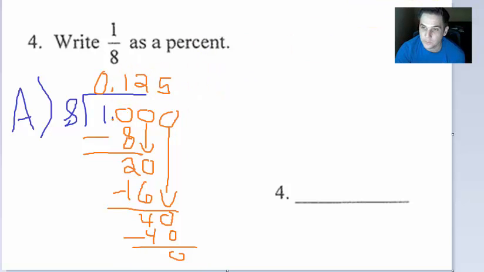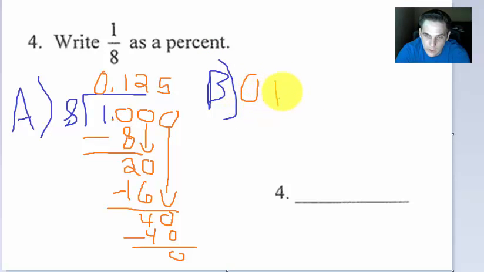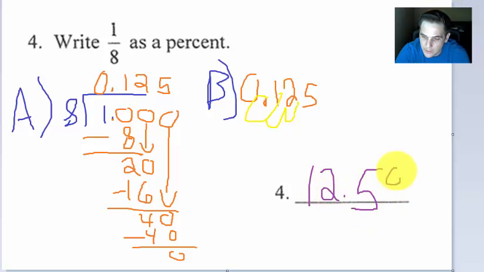We got our decimal. So step B is taking that decimal and turning it into a percent. So 0.125. Decimal twice to the right. 1, 2. Giving us a final answer of 12.5%.